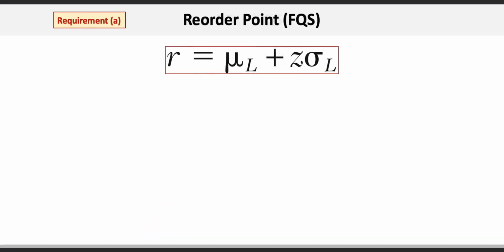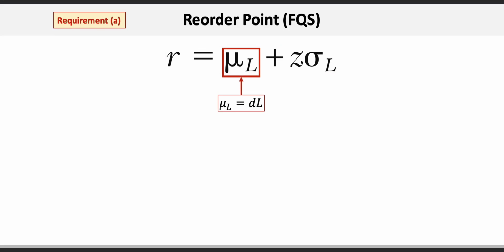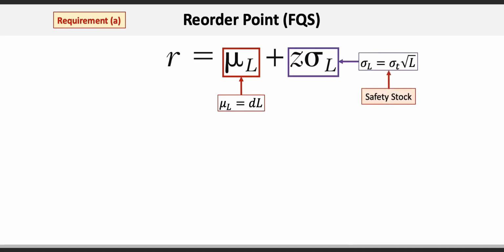We can now move on to calculate the reorder point. The formula for the reorder point is R equals the mean lead time demand, or mu-L, plus Z times the standard deviation, sigma, during the lead time. The mean lead time demand, mu-L, can be calculated based on D times L, or demand times the lead time. And the safety stock, Z times sigma L, can be calculated using the standard deviation of weekly demand, sigma t, times the square root of the lead time L.